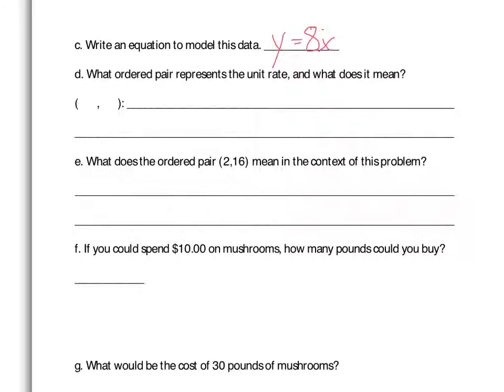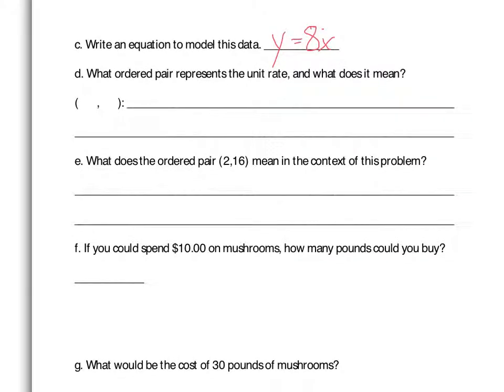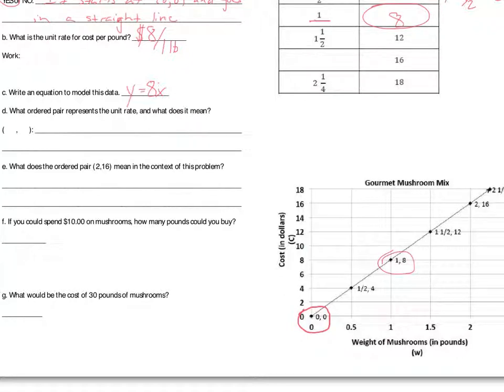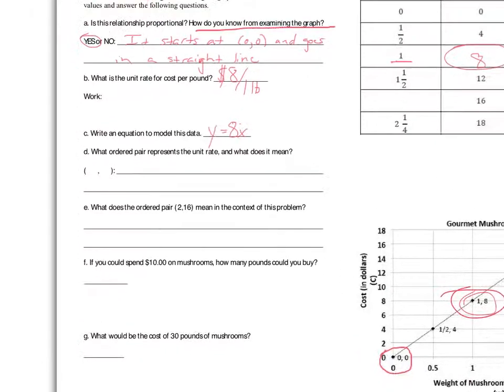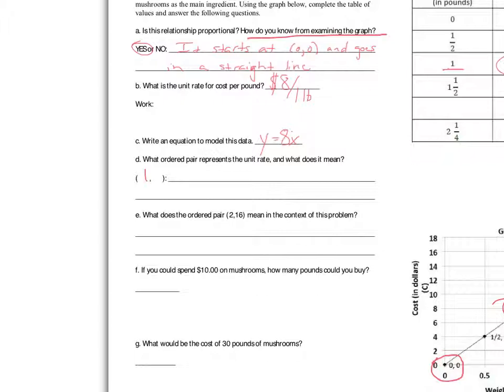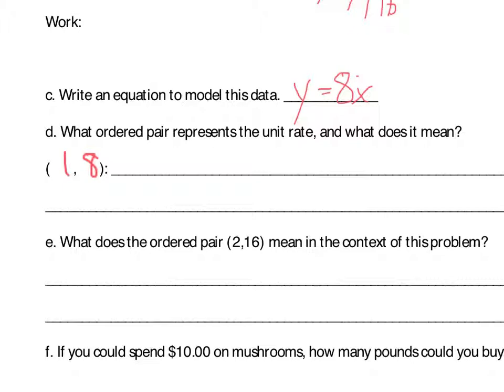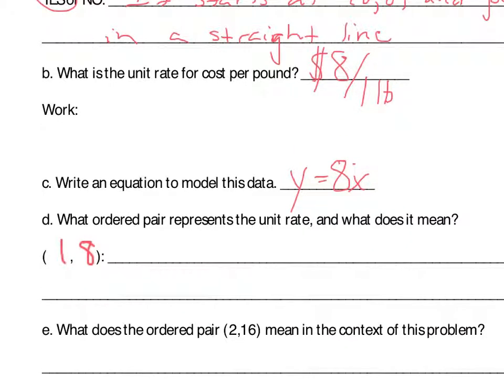What ordered pair represents the unit rate, and what does it mean? Okay, so we've already seen this and talked about this already. That unit rate is where x is equal to 1. So we see that pair here, 1, 8. And that means that for every pound we purchase, we pay $8.